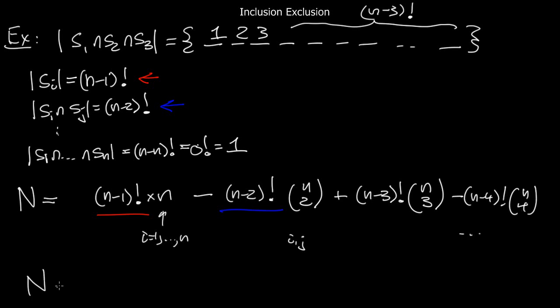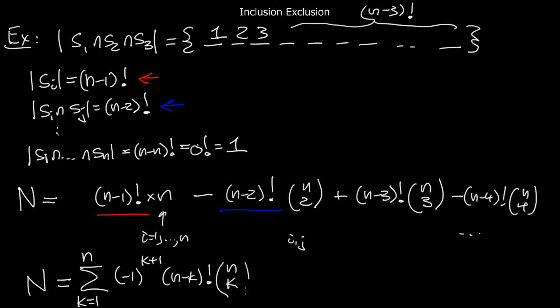And then the last term is going to be n factorial, 1. And so the formula is the summation over k of minus 1 to the k plus 1, that's the sign, n minus k factorial times n choose k. And k is running from 1 to n. So that's the formula for this number of permutations where at least one of the numbers is in the correct position.